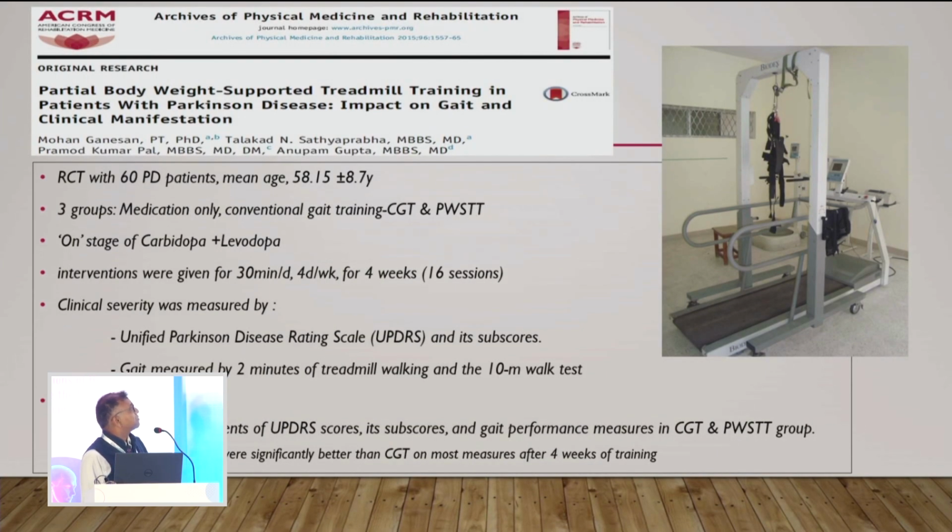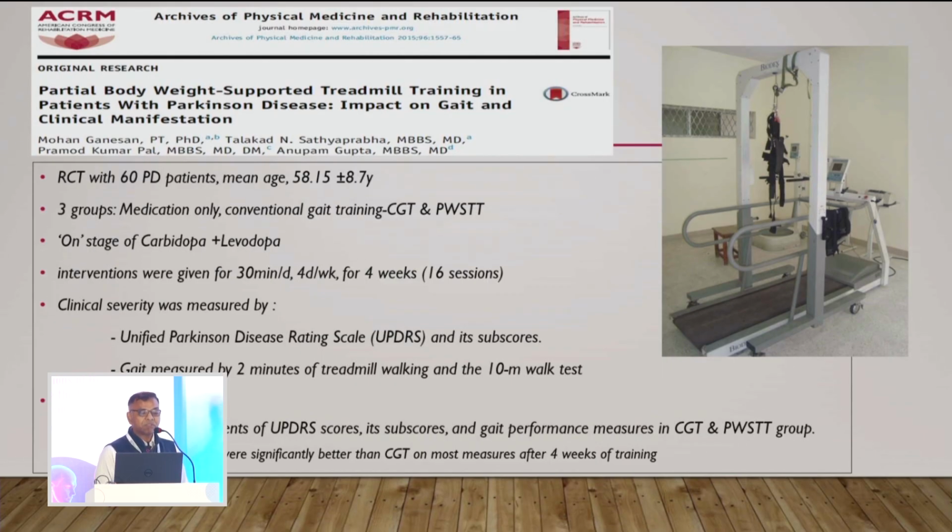Right, so this is one study which we published long back. This was a randomized control trial with a very large sample size, 60 Parkinson patients. We divided them into 3 groups: conventional only medication, conventional gait therapy, and body weight support treadmill training. The outcome measures used were UPDRS and its subscores, and gait was measured with 2 minutes of treadmill walking and the 10-meter walk test.